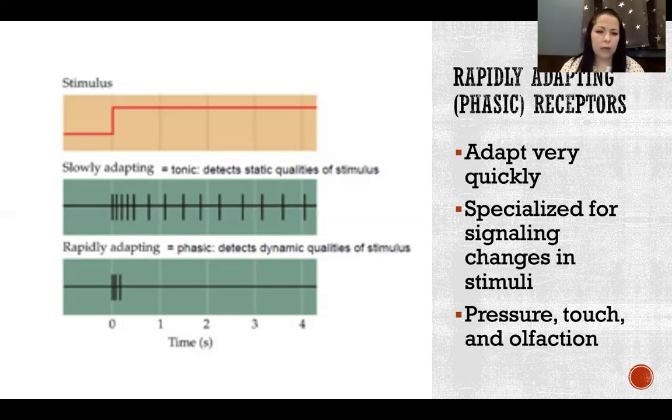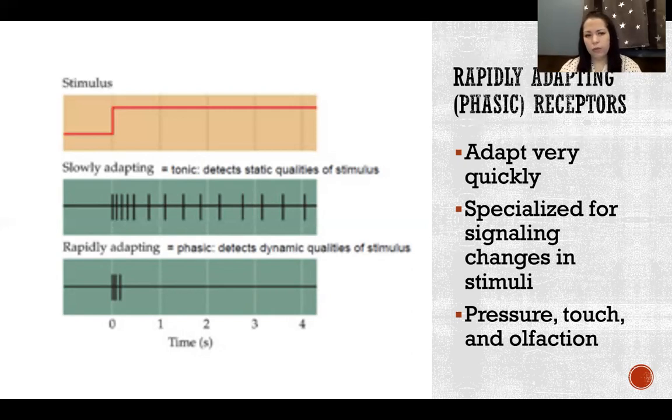So they're really meant to help you detect changes in your environment or in your internal environment. It helps you detect the difference between the smell outside and the smell in the house, but you don't keep experiencing that sensation all the time. You're not aware of that sensation all the time.